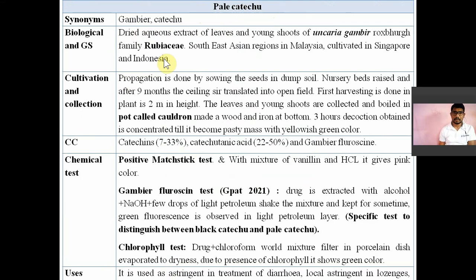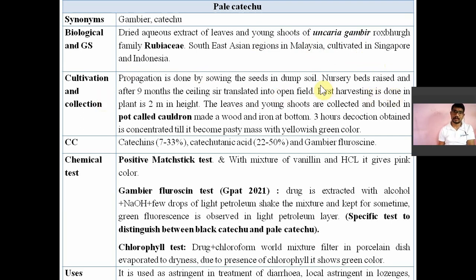It is obtained from the aqueous extract of leaves and young shoots of Uncaria gambier, family Rubiaceae. Since it is an extract of leaves and young shoots of the plant, it will have chlorophyll in the structure, but Acacia catechu will not have chlorophyll. Now for cultivation and collection: it is found in the Southeast Asian region, Malaysia, and cultivated in Singapore and Indonesia. Propagation is done by seeds in damp soil.